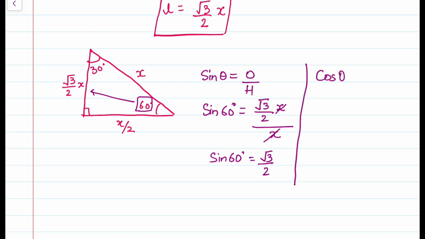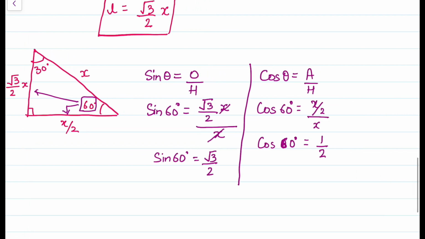Right, so now similarly we can find cos theta. So cos theta is adjacent over hypotenuse, and for cos 60 degrees, again we are using the same 60-degree angle, cos 60 degrees will be equal to adjacent, and our adjacent is x over 2. So x over 2 over hypotenuse, which is x. So cos 60 degrees is equal to half divided by 1, which is going to be half. So it is half. All right. So now we have two values.